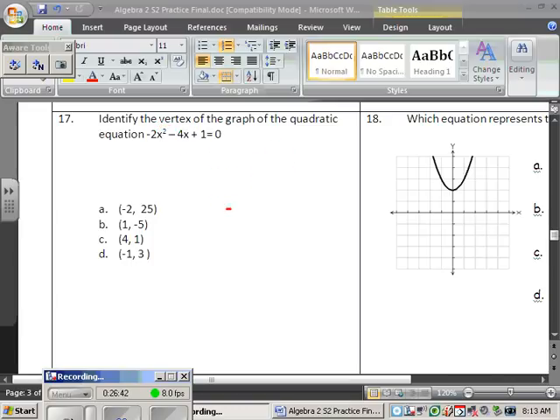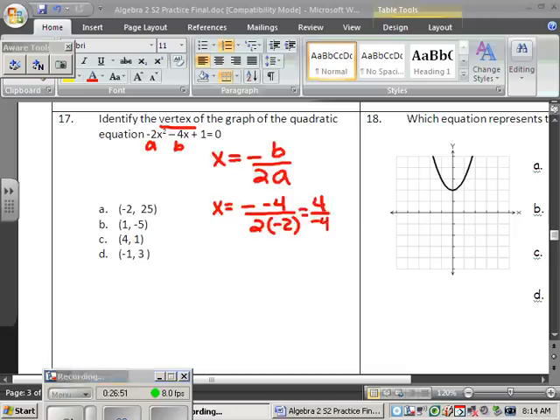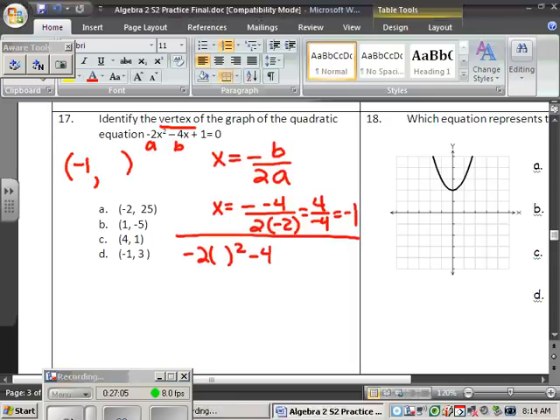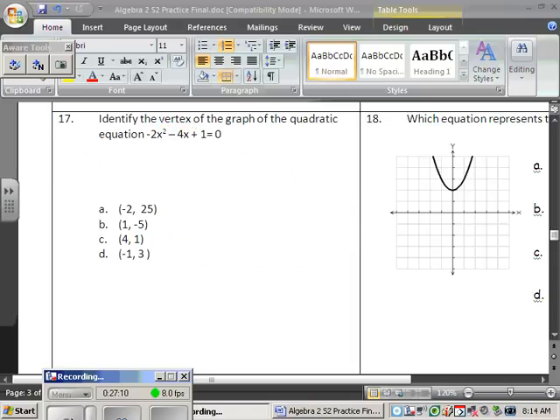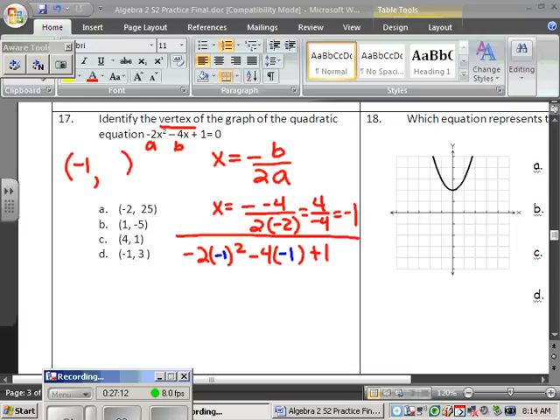So x is going to equal negative, and then b is negative 4, over 2 times a, so 2 times negative 2. This would give us 4 over negative 4, or negative 1. So that's our x value. Let me write that over to the side here. To find y, now that you know what x is, you can plug that back into the original equation for every x. And then when you do the math, the answer you get will be the y value of the vertex.